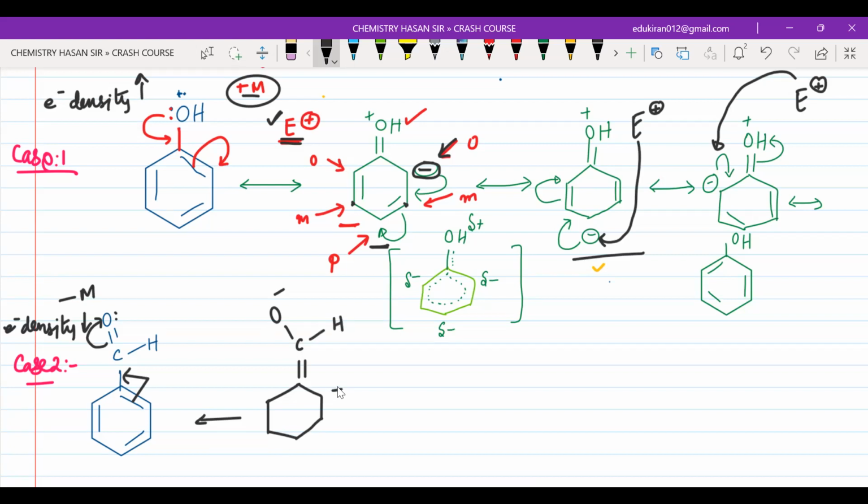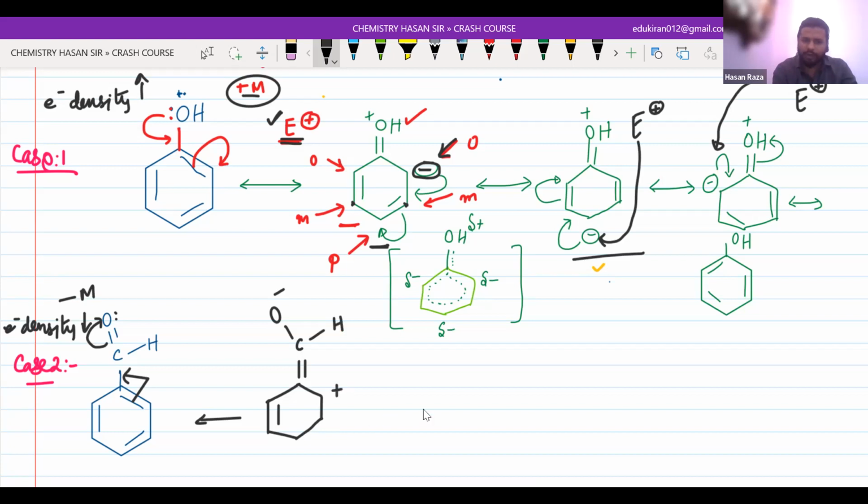Okay. Now see, there will be a positive charge, and the rest of the part will be as it is. Now you can see this will move to this side, so the positive charge moves to the para position. Does everyone understand or recognize which is para and which is ortho and meta? If you still have any confusion in that, please do let me know.